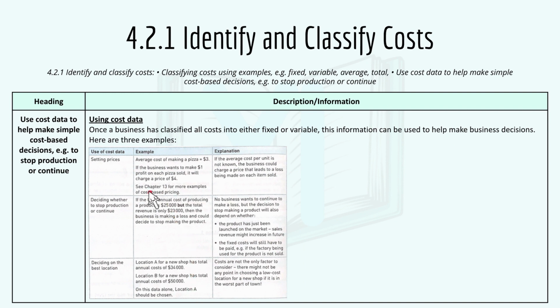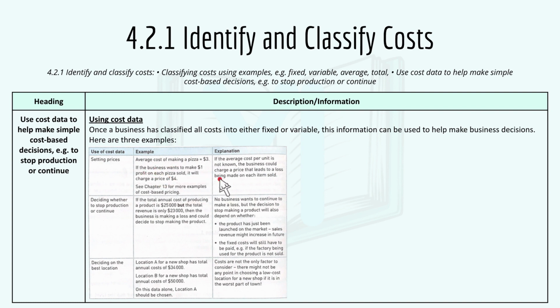Then we have to use cost data to help make simple cost-based decisions. And once a business has classified all costs into either fixed or variable, this information can be used to help make business decisions. And here are 3 examples of the use of cost data: setting prices, deciding whether to stop production or continue, and deciding on the best location. Let's say for setting prices, the average cost, you want to make profit here, cost-based pricing.